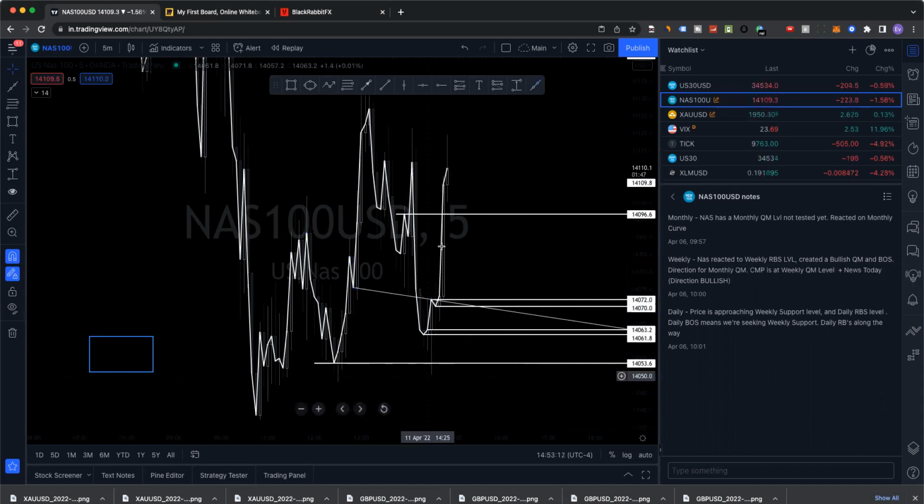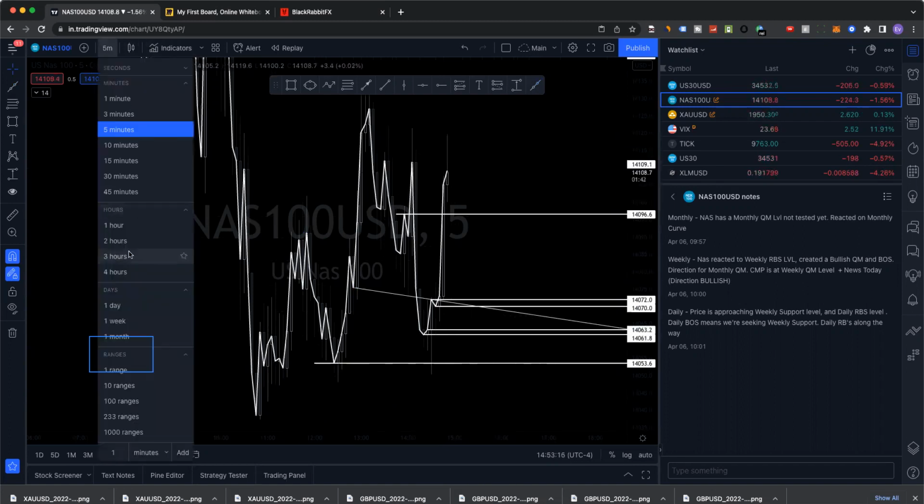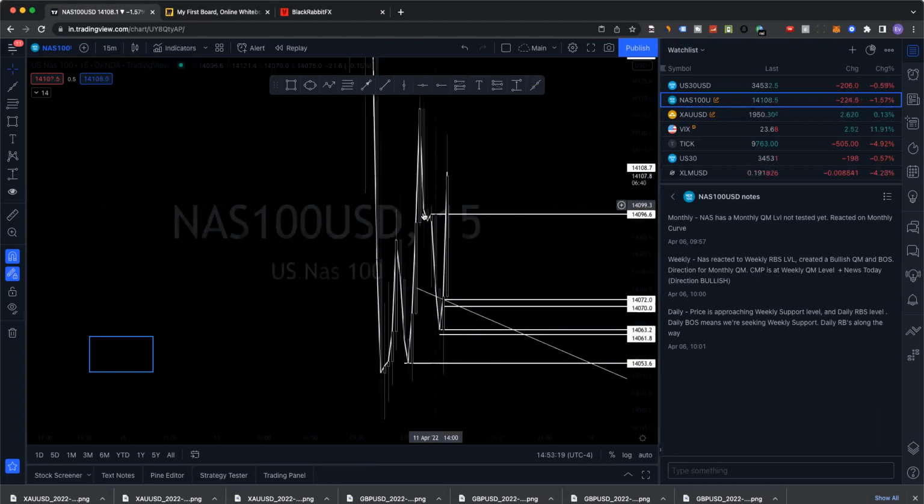Something like that. Remember, this needs to close. This needs to close on the M15 at least, above that. So we need to close above this in order to take that trade.